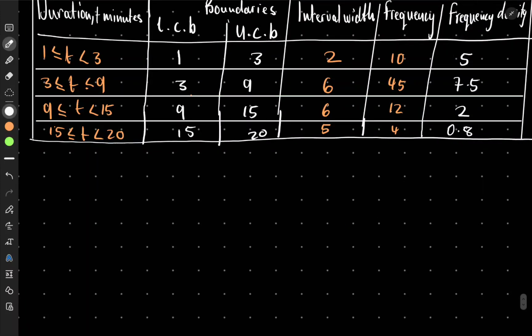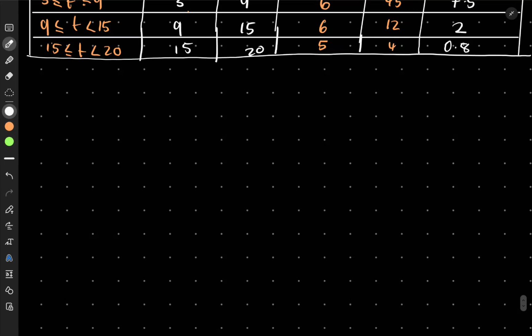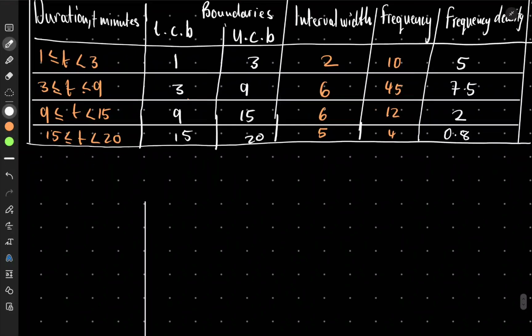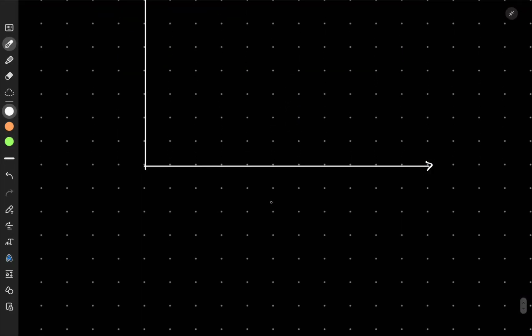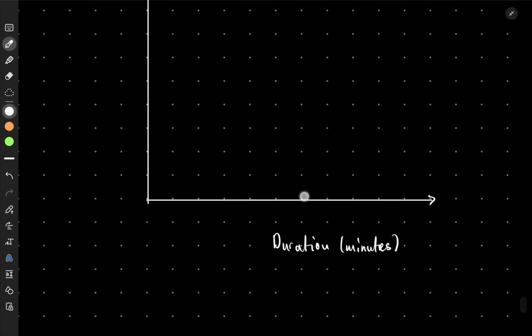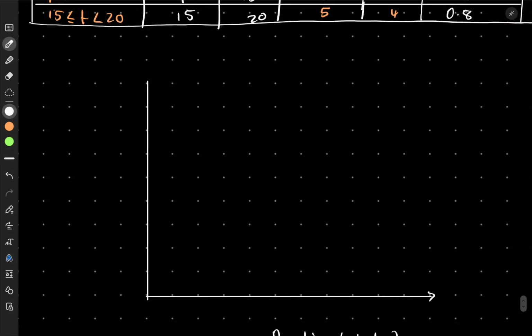Okay, so yes, we go ahead and we make it. Let's put the things. I'm going to have it like this, straight down. Though I think this is enough. And then we move like that. Great. Now, what are we going to have? We are going to have duration. So this is going to be duration, in minutes. And then we are going to have our frequency density. Of course, that's what goes on this side. So we will have our frequency density here.